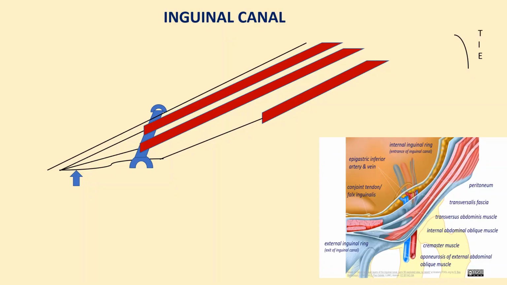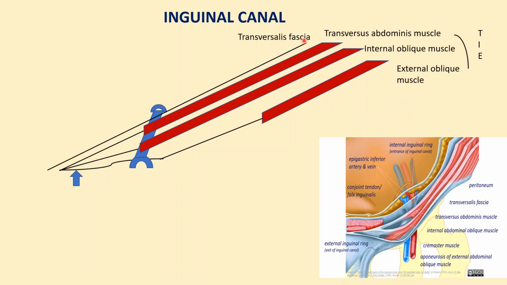Here is a very simplified diagram of the layers of the abdominal muscles. From inside to outside, the first is the transversalis fascia. Here the black line shows the transversalis fascia. Then are the three muscles: transversus abdominis muscle, internal oblique muscle, and the external oblique muscle.